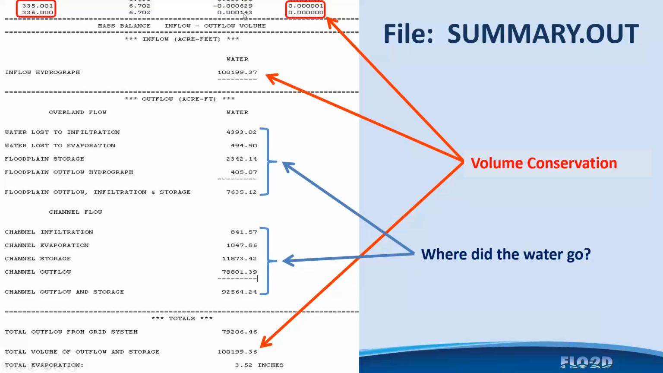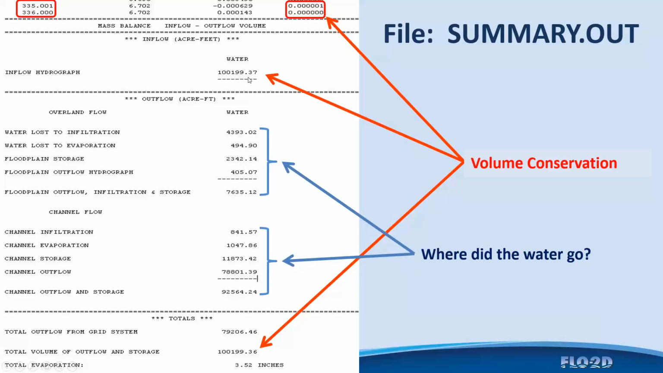And you can see here that this is the volume conservation error in acre feet related to this model at the end of this 336-hour simulation. And this is 0%. It's 6 millionths of 1% is the error, and it shows no error at all. And this is the ultimate disposition when the model is finished of where the water has gone: lost to infiltration, floodplain storage, channel infiltration, and so forth.